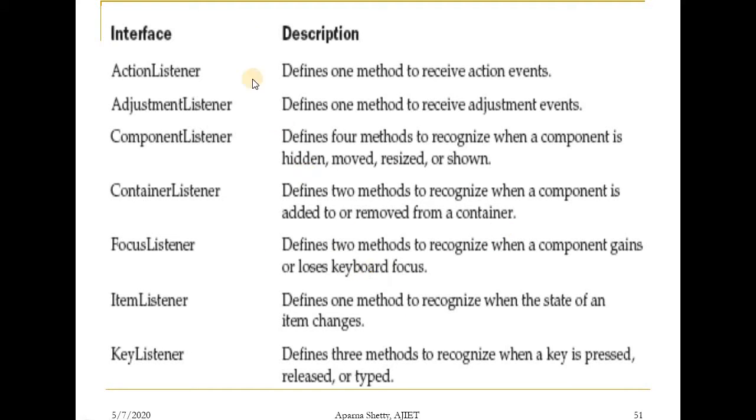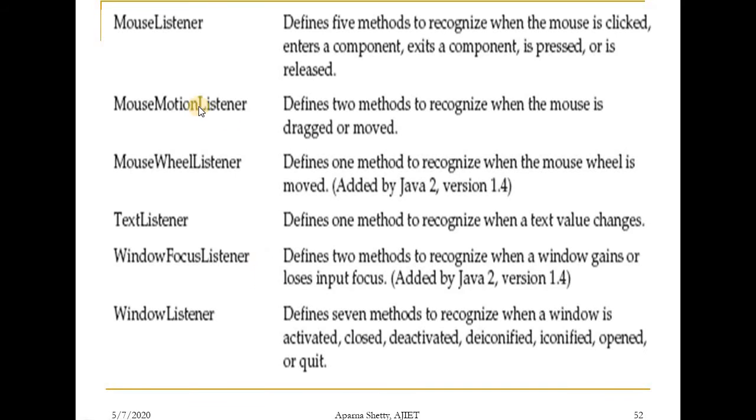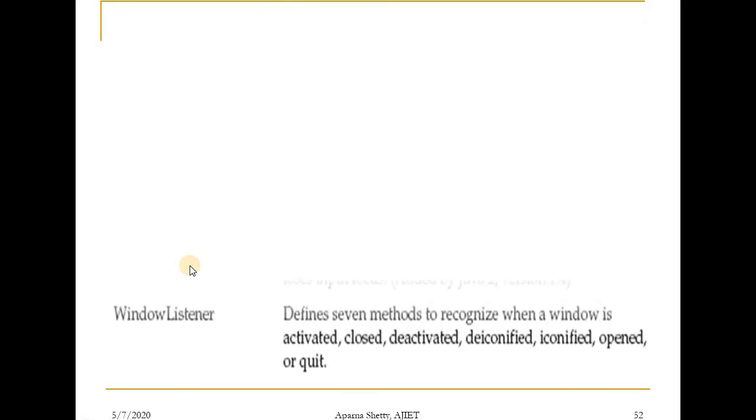Next, let us see the different types of event listeners. As we have gone through the different sources, these are the different listeners. We have action listener, adjustment listener, component listener, container listener, focus listener, item listener, key listener, as well as mouse listener, mouse motion listener, mouse wheel listener, text listener, window focus listener, and finally window listener. Let us see the description of each one of them.